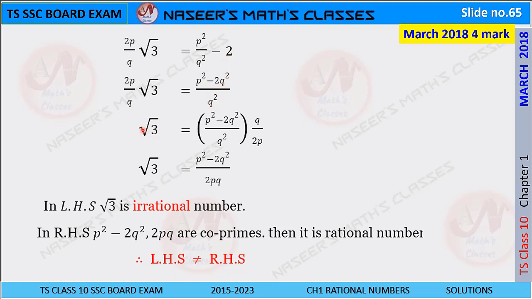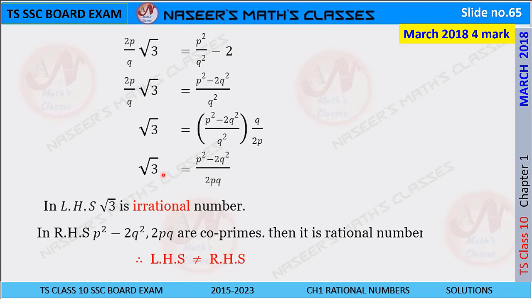Next we transpose 2p by q from LHS to RHS, then it becomes q by 2p on RHS. Here q and q cancel, we get p square minus 2q square in the numerator and the denominator becomes 2pq. Therefore, by observing, we can say that root 3 is irrational on LHS and on RHS p square minus 2q square and 2pq are integers. So, it is a rational number.